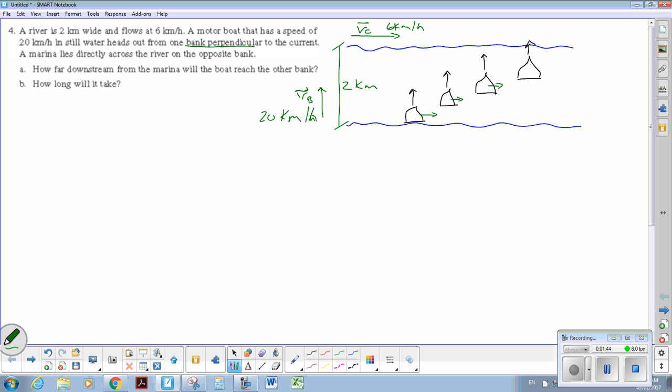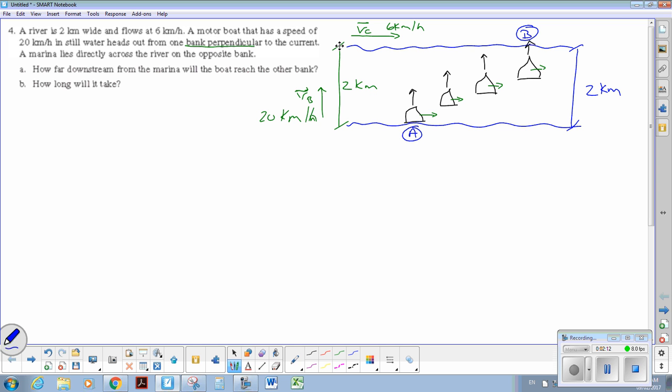So this is a case where vectors might actually clarify the motion of the boat, because if you look at it, the boat simply went from point A to point B, but when you look at it in terms of going across the river, it did go 2 kilometers across. We're not asking how far the boat traveled. We're saying the boat went across the river, and if it went across the river, it went 2 kilometers across.